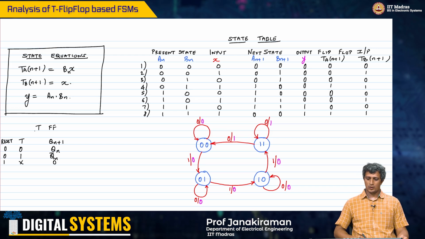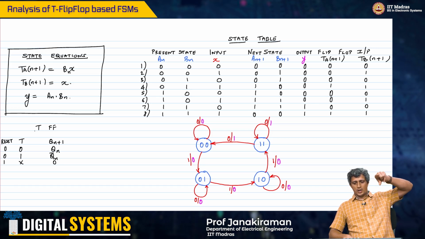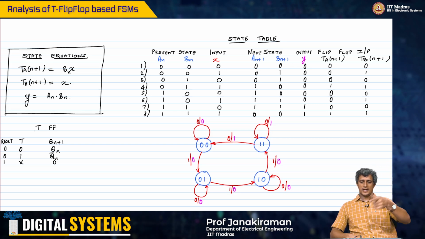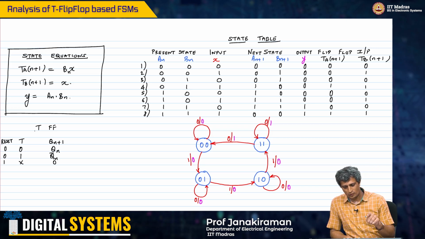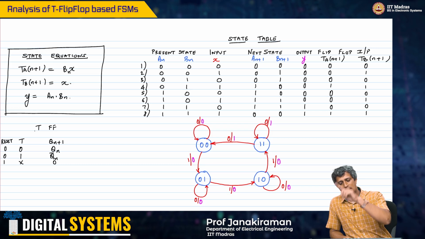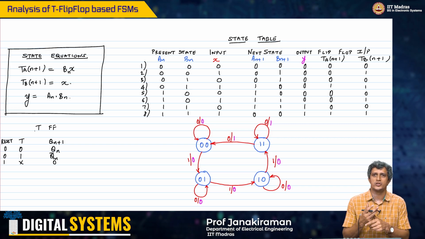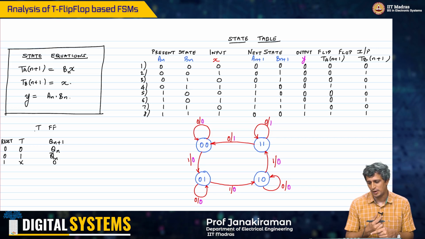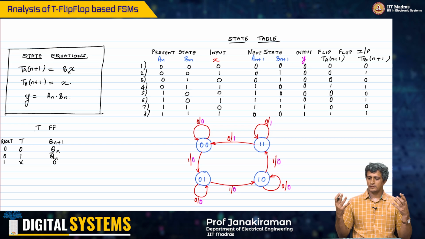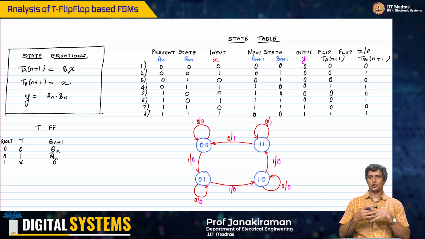So what you see here is, depending on the input x, if x is just set to 1 always, this machine is simply going to go from 0 0 to 0 1, 1 0, 1 1 and then back to 0 0, right? It's as simple as that. And based on that, the output will go high or remain low as the case may be, right? So this is the analysis with a simple T flip-flop that I have shown you here.